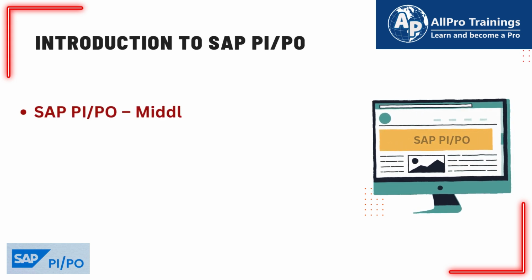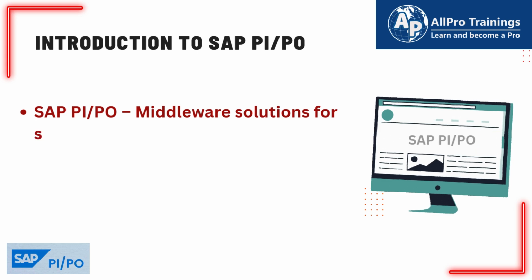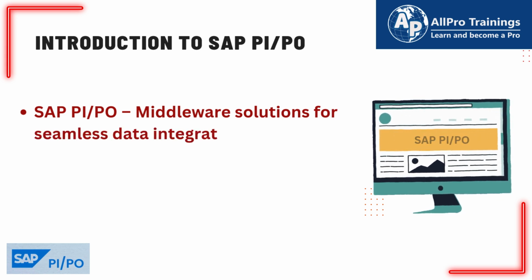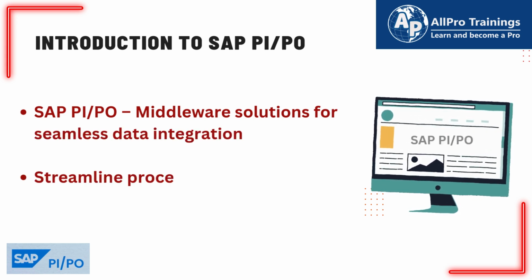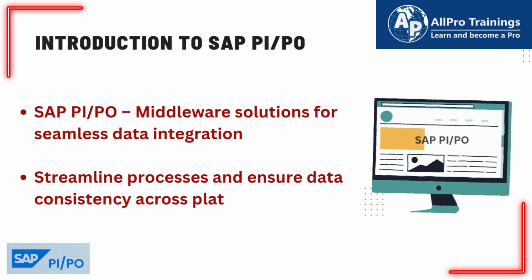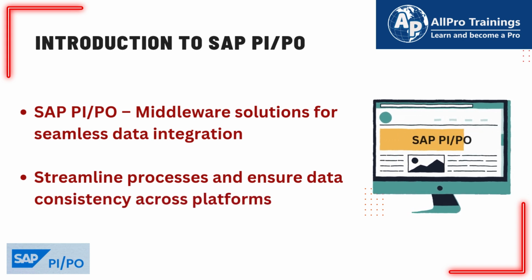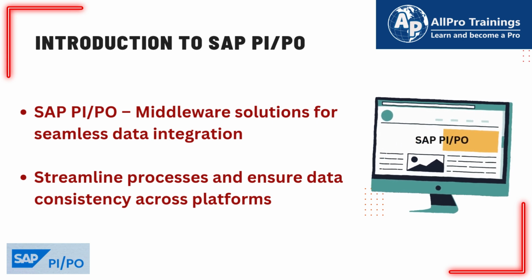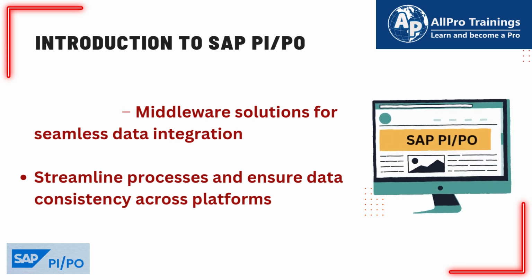Introduction to SAP PA. SAP Process Integration (PI) and SAP Process Orchestration (PO) are middleware solutions that allow different systems to communicate and exchange information. By using PA/PO, businesses can streamline processes, improve efficiency, and ensure data consistency across platforms.